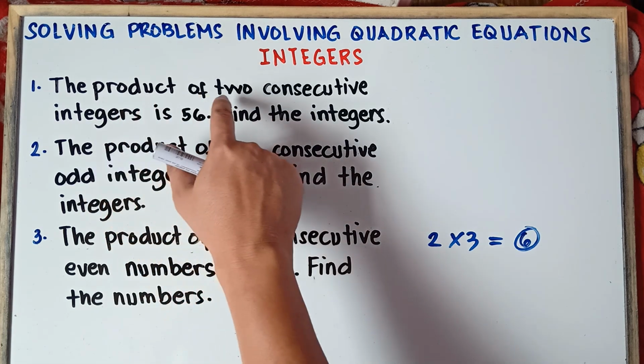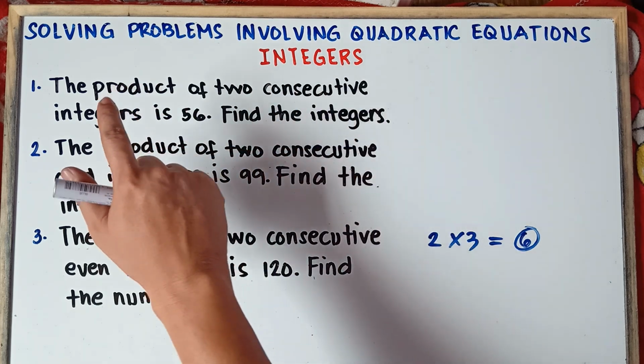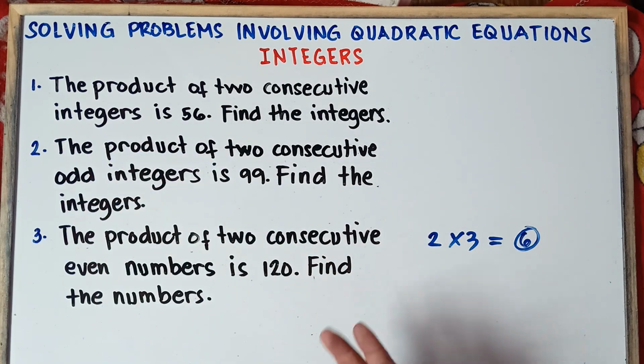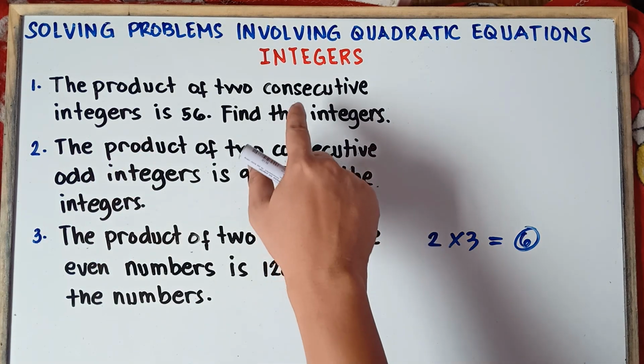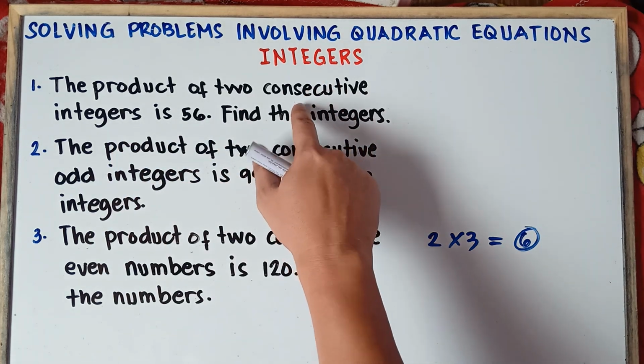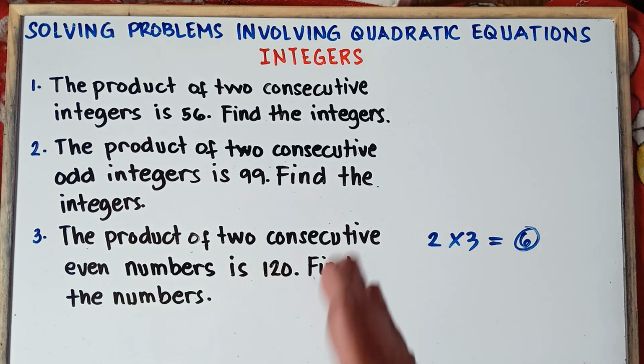So the product of 2 consecutive integers. What do you mean by consecutive integers? Of course, we know integers are whole numbers, positive and negative. Once again, class, integers are whole numbers. Now, the word consecutive there, class, means the numbers are one after another.